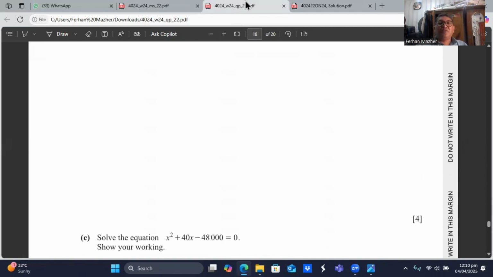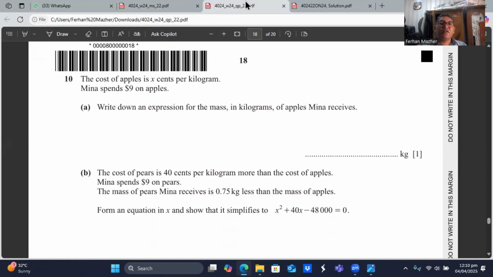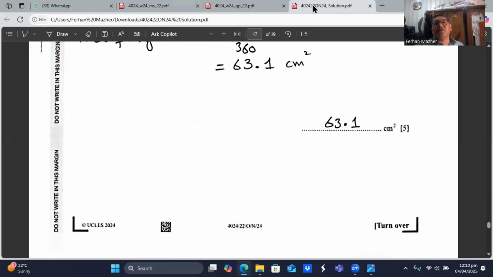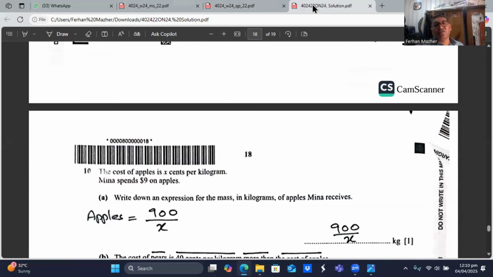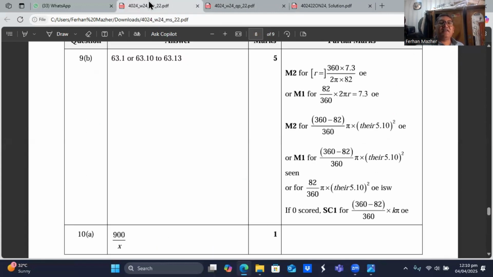So now we have question number 10 coming up on your screen. Question number 10. It says the cost of apples is X cents per kilogram. Mina spends $9 on apples. Write down an expression for the mass in kilograms of the apples Mina receives. So you know that $9, you convert this into cents. In $1 there are 100 cents. So this will become 900 divided by X. Okay, so the first expression will be 900 divided by X.